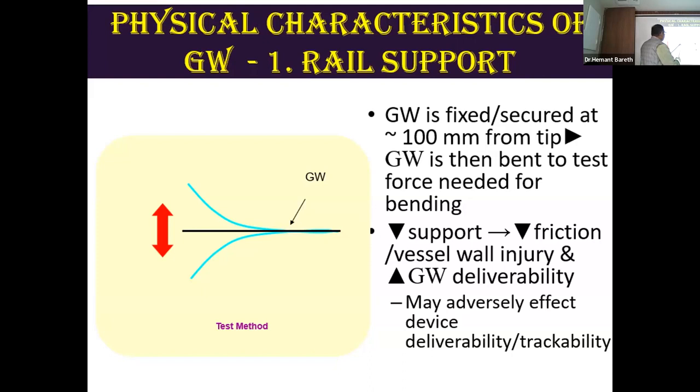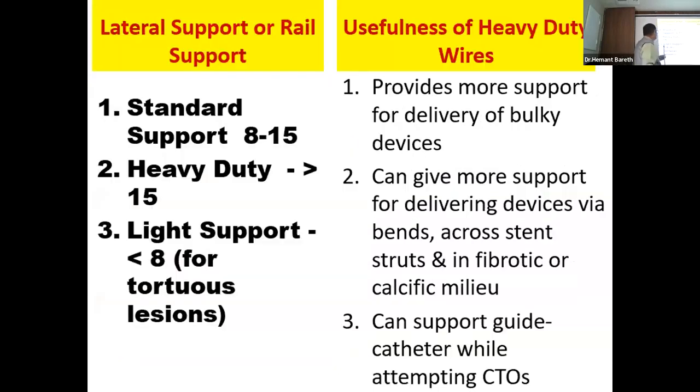So if more lateral pressure is required to bend the wire at 100 mm from the tip, then rail support is better. And if less pressure, less force is required, then rail support is less. Of course, it is important for improved deliverability. Sometimes the problem is that if there is a lot of rail support, then the wire may not go into the side branch, it may not take the vessel shape. So this is, as I said, lateral support or rail support.